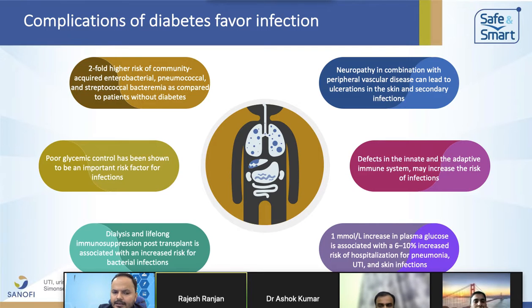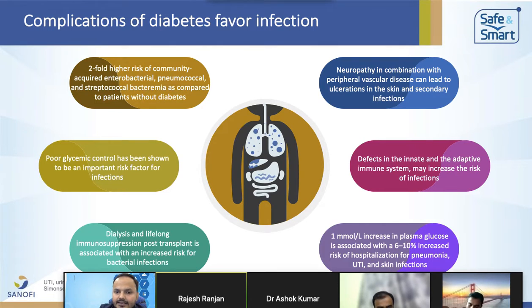So, neuropathy in combination with peripheral vascular disease, which is one of the macrovascular complications, may lead to ulceration, skin, and secondary infections. If there are defects in the innate and adaptive immune system, then obviously there is an increase in the risk of infection.